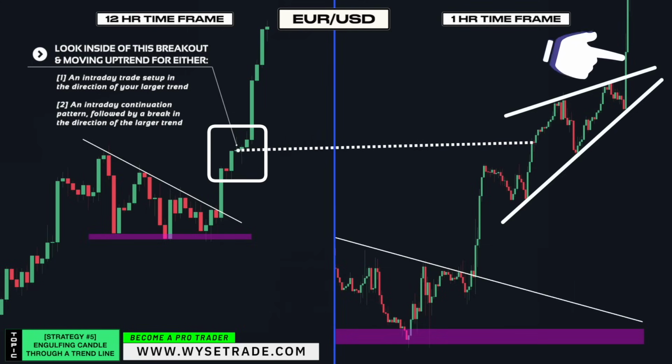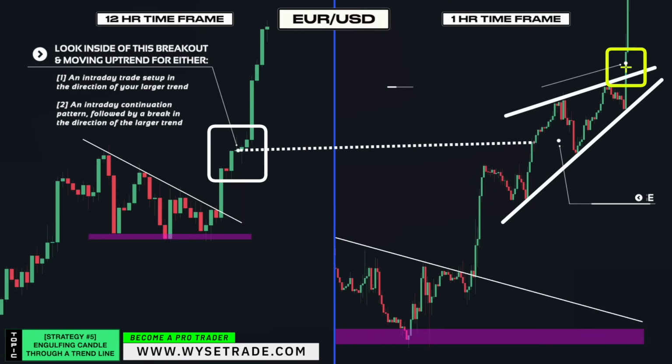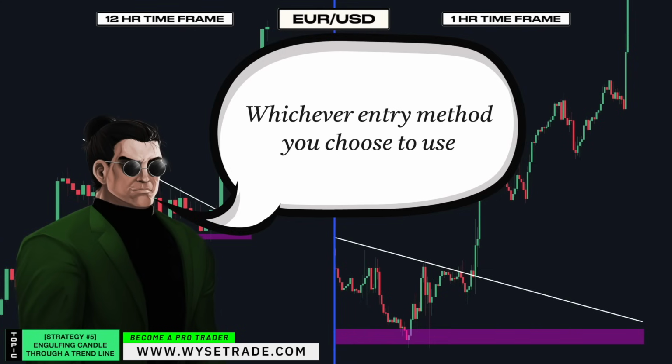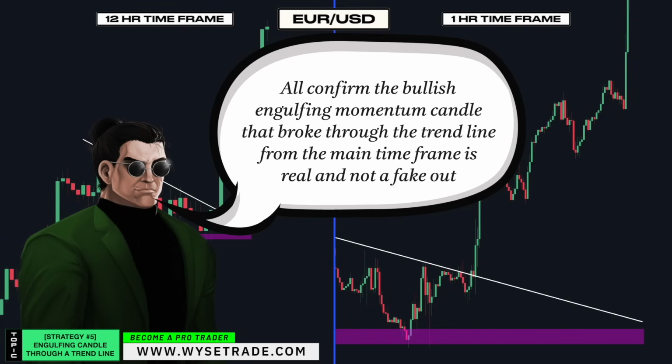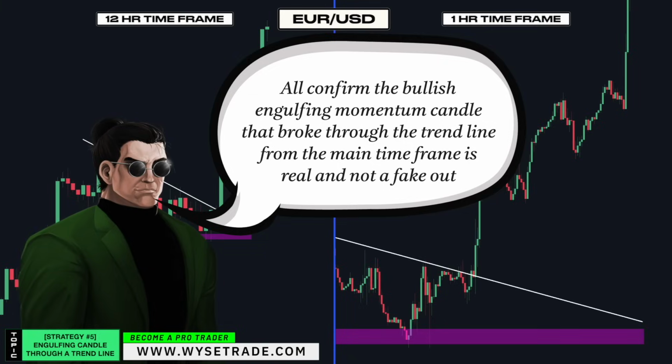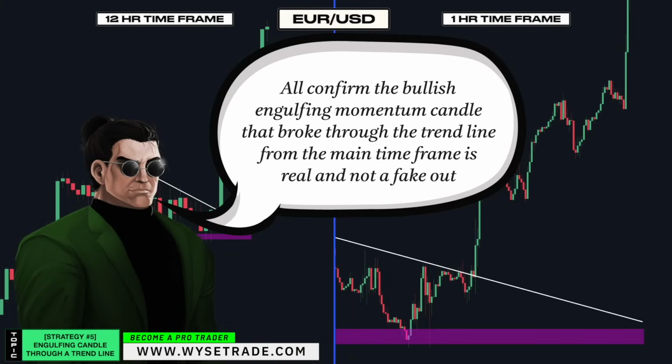Continuation entry 3 was here, through the rising wedge pattern and break above with the bullish engulfing candle and higher high. Whichever entry method you choose to use, all confirm the bullish engulfing momentum candle that broke through the trend line from the main time frame is real and not a fake out. Let's show this again.